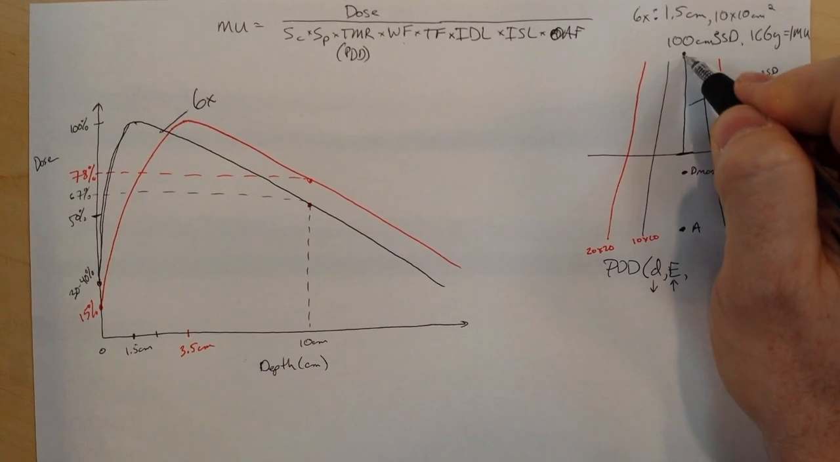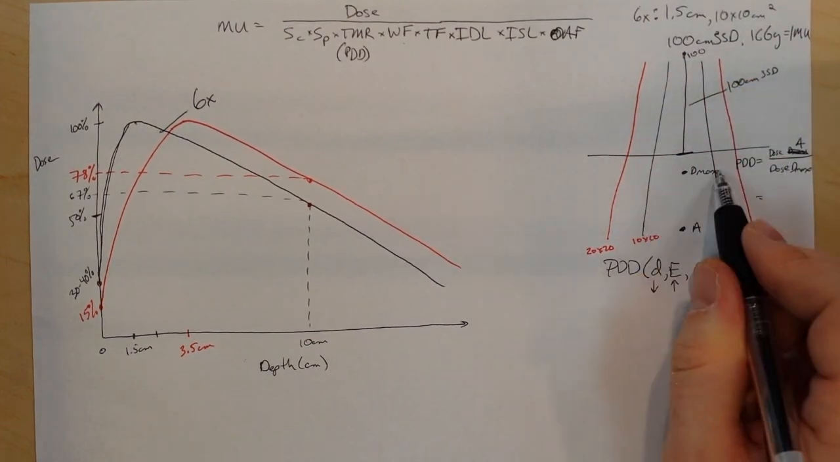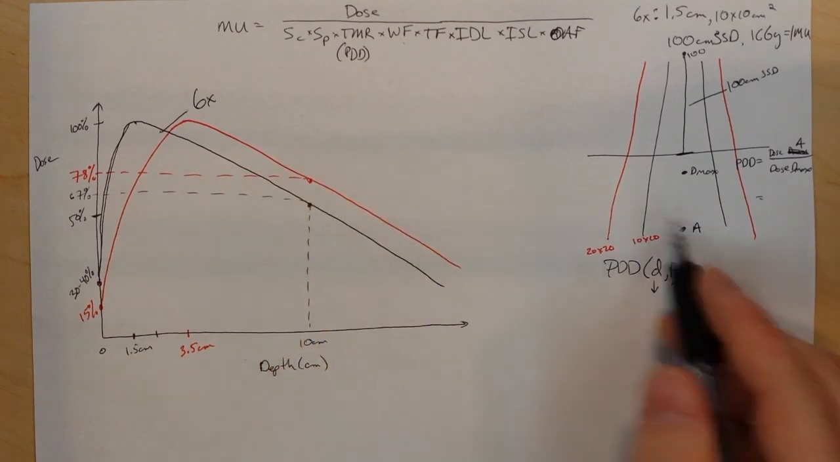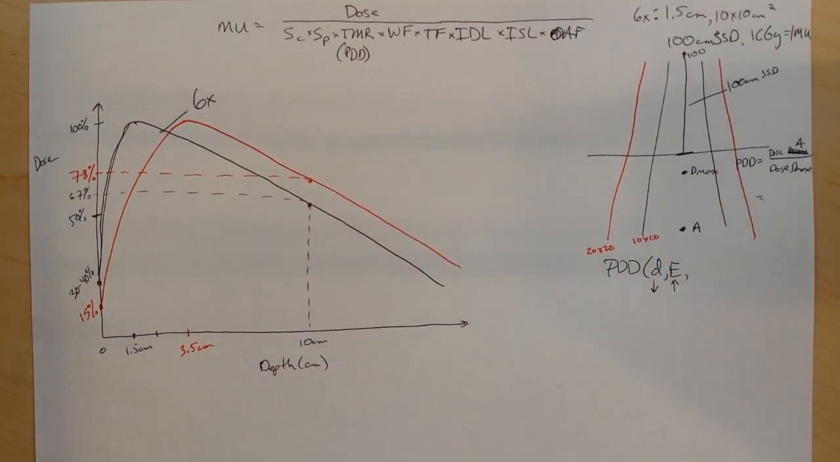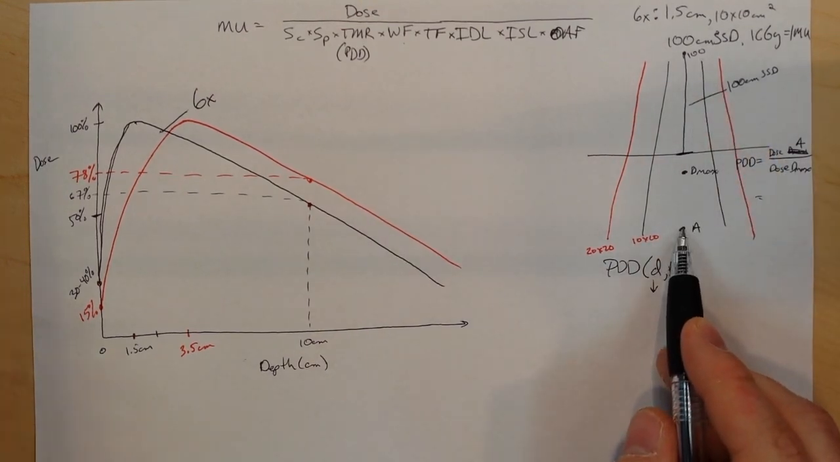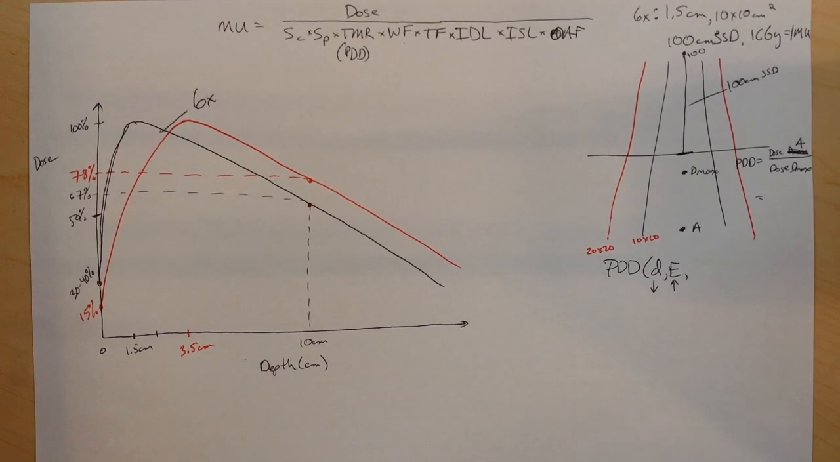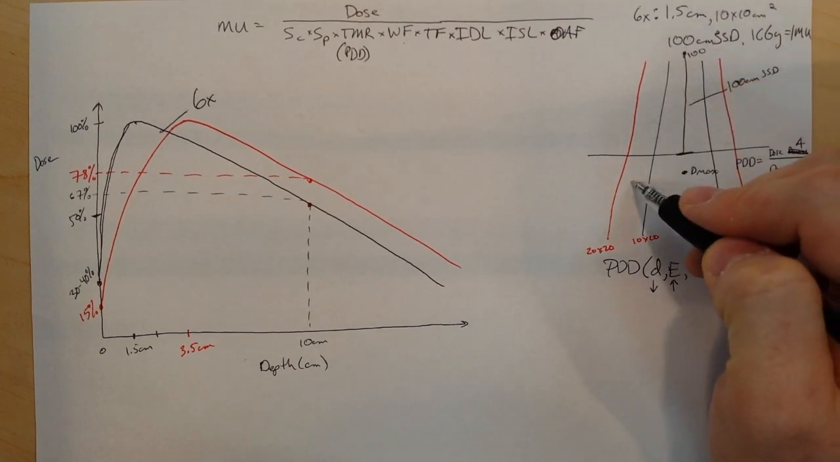If I had 100 monitor units delivered through here, and I figured out my percent depth dose for a 10 by 10 field size, and it's 67%. Okay, I'm at 67% of the dose compared to Dmax. If I deliver that same 100 monitor units, am I going to get a larger dose or a smaller dose at point A? I'm going to get a larger dose. Why? Because of the scatter from outside here that we didn't have before.